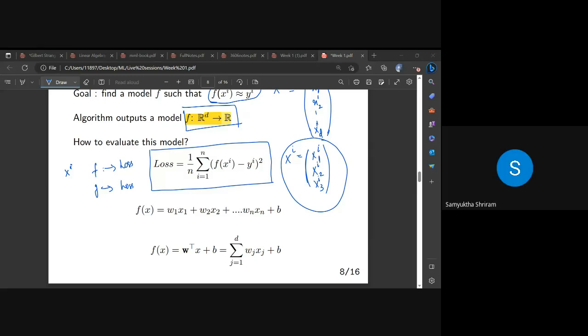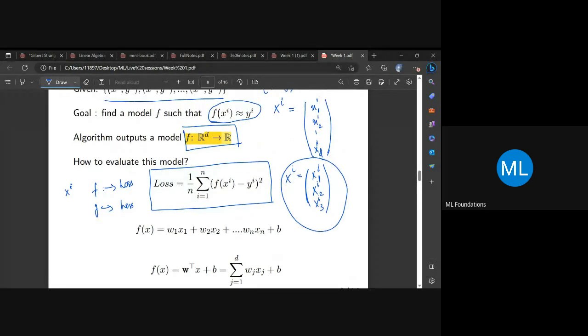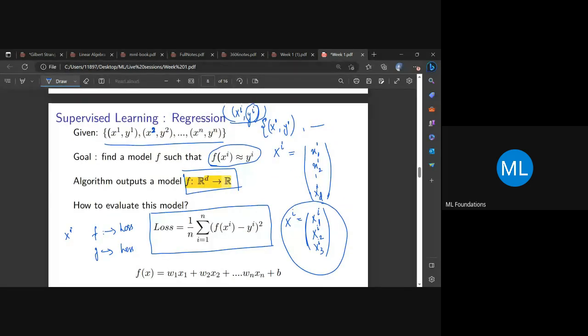What would be the input for the learning algorithm? The input for the learning algorithm will be your labeled data. The labeled data set that you see here, that is going to be the input, and the learning algorithm will give you the model. The best model is what it will give.